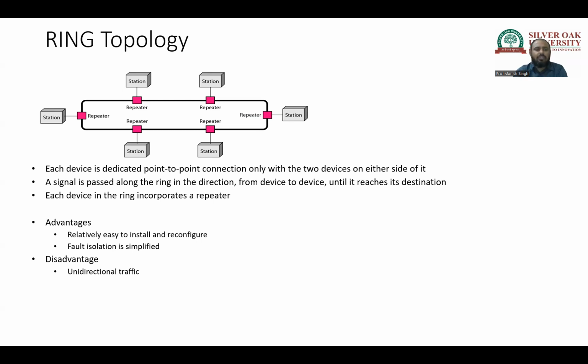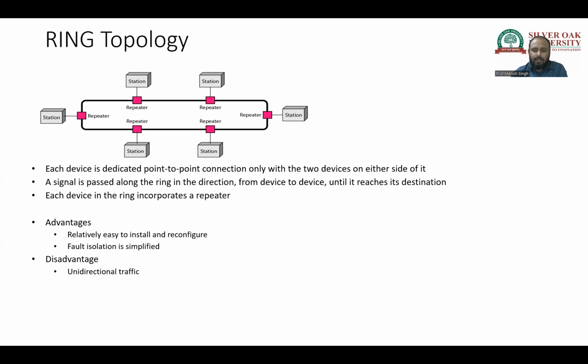What are the advantages of ring topology? Relatively easy to install and reconfigure. Fault isolation is very simple. Disadvantage: unidirectional traffic. If PC1 wants to send data to this PC, it will go in this manner from this device to this device. It cannot go directly from this device to this device. That's why it will take too much time. That's why it is called unidirectional. I think from the figure you can understand how your ring topology works using a token.